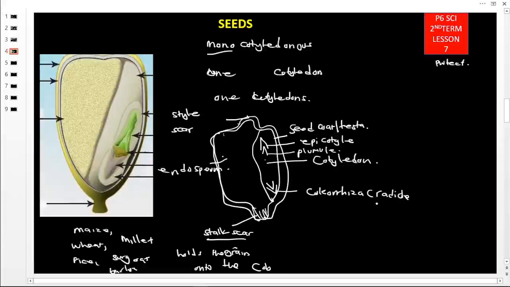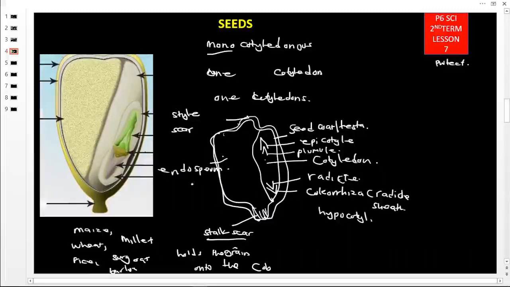This one is the radicle sheath, and if you don't call it the radicle sheath, you can call it the hypocotyle. Then this one here is our radicle. The combination of this plumule and this radicle is called the embryo.